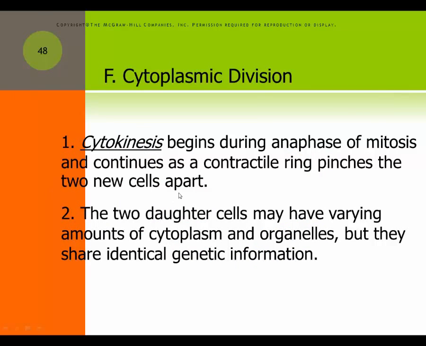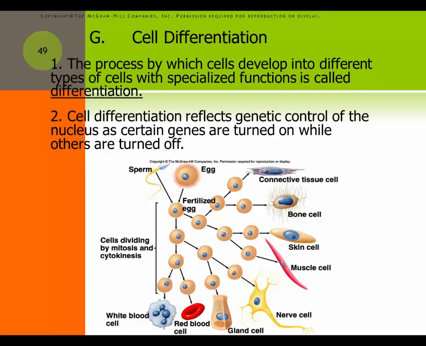Cytokinesis is cytoplasmic division. It is taking place toward the end of telophase. The very last stage is cell differentiation, where a cell develops its specialized function. This occurs because certain genes are turned on or off while the cell is actively metabolizing.